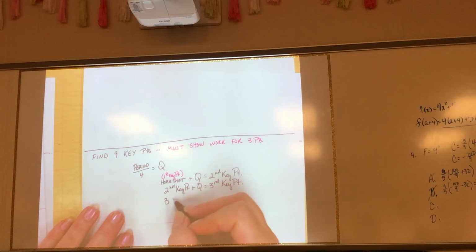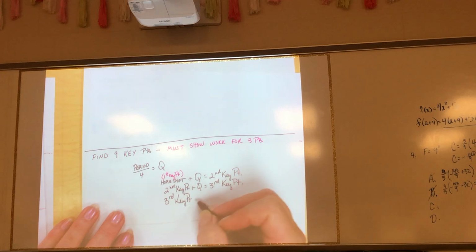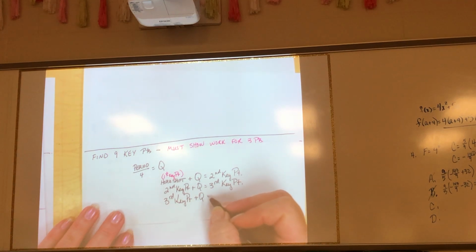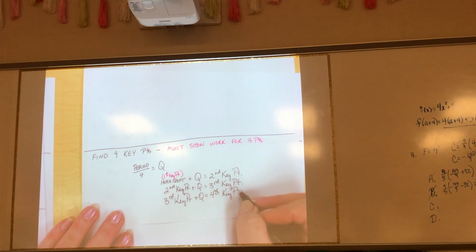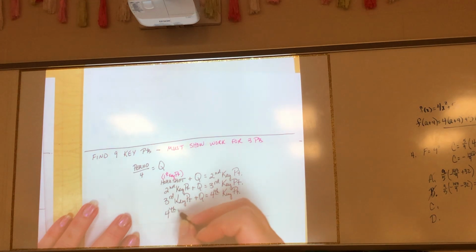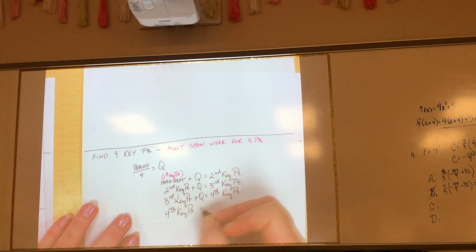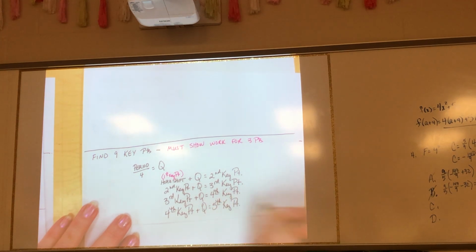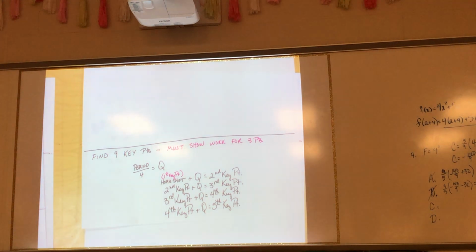My third key point, plus Q, will be my fourth key point. My fourth key point plus Q will be my fifth key point. And you could keep going forever and ever. You know, they said find 140 key points. I just keep doing that.